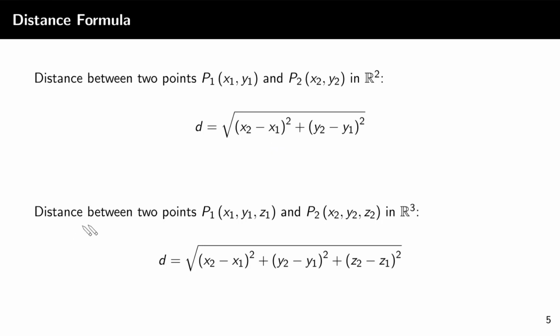Now the distance between 2 points in R3 looks similar. It's completely analogous. But since we have an additional coordinate z1 and z2, we add this term in the distance formula. So the distance now is equal to the square root of quantity x sub 2 minus x sub 1 squared plus quantity y sub 2 minus y sub 1 squared plus quantity z sub 2 minus z sub 1 squared.